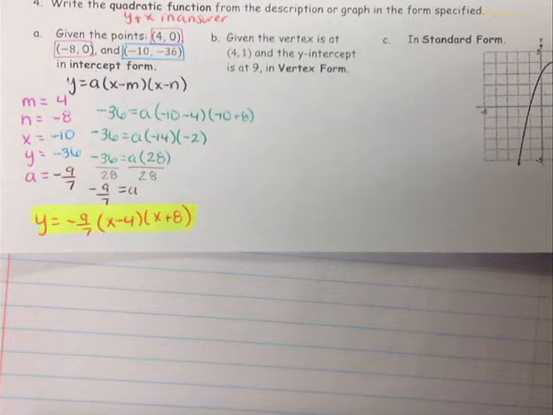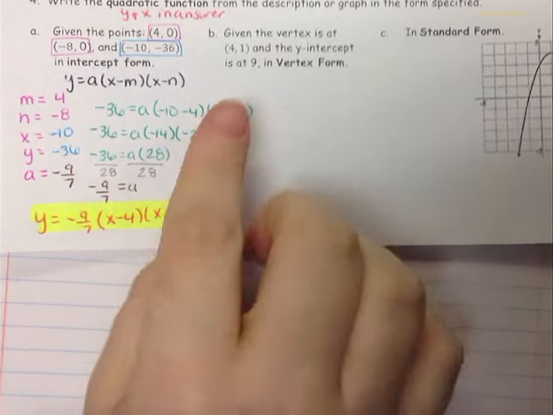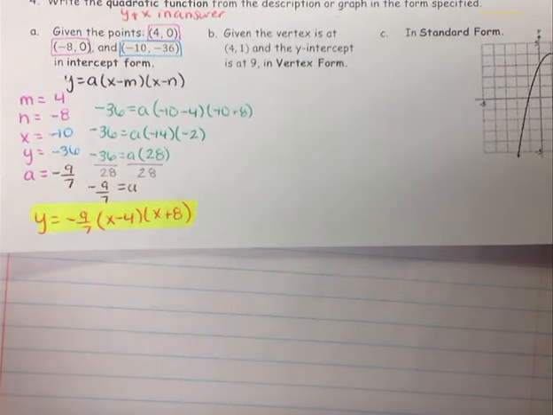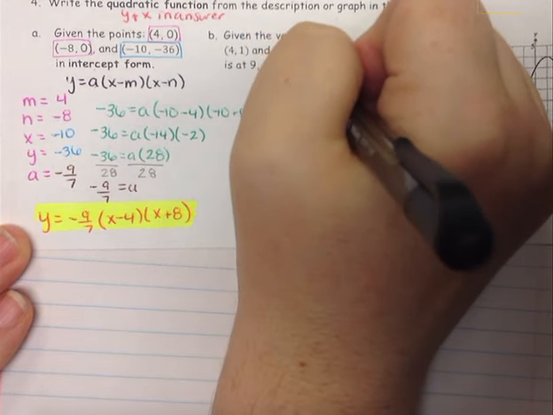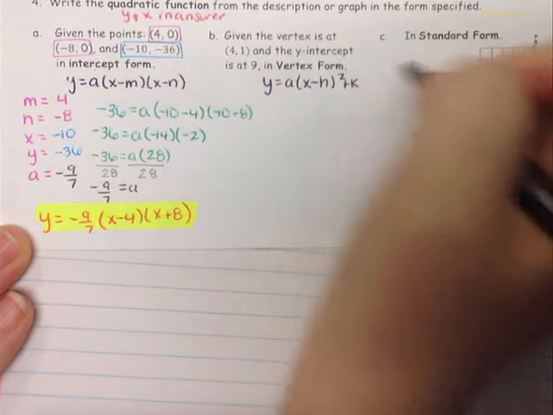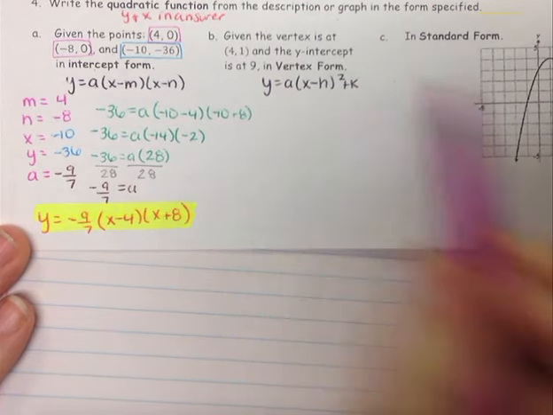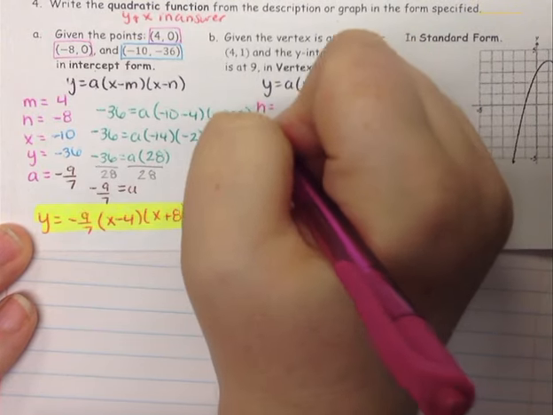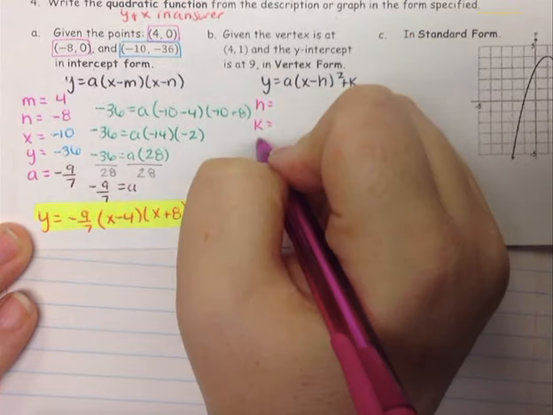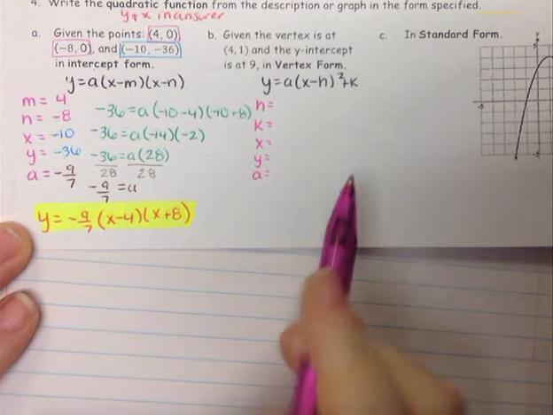On the next one, we are given the vertex is at 4, 1, and the y-intercept is at 9. We want to write it in vertex form. Vertex form is y equals a parentheses x minus h parentheses squared plus k. So this time we have 1, 2, 3, 4, 5 letters as well. Our h and k, h equals, k equals. We also have an x and a y. And we also have an a.